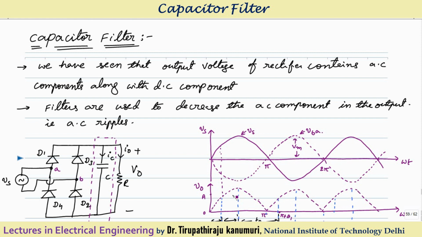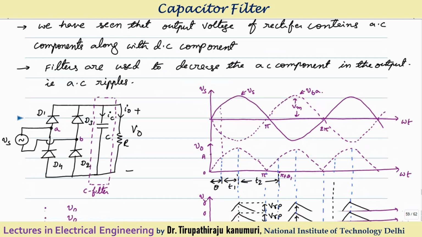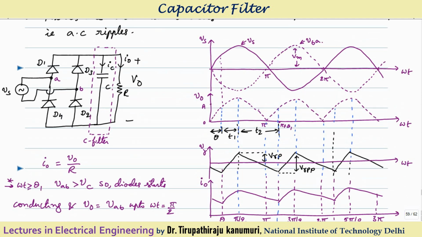So if I want to convert this to nearly DC, or remove the ripple component, because this has both the DC component plus AC component, we have already seen in the Fourier analysis that it has the DC component also. I want to remove the AC component from this, also called the ripples. So filters are used for this purpose. Today we are going to see the capacitor filter. One capacitor is connected across your load like this. Let us see what is going to happen.